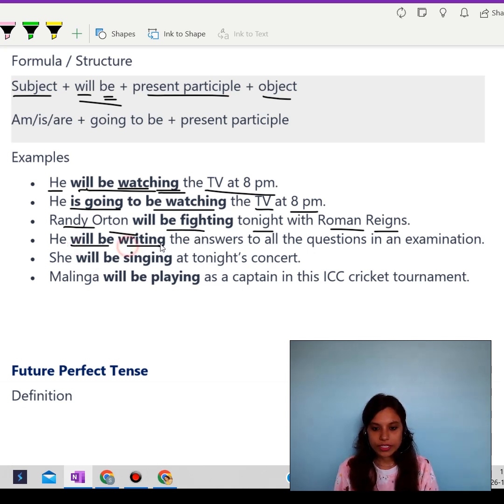She will be writing the answers to all the questions in an examination. So will be write plus ing. She will be singing at tonight's concert. So will be sing plus ing. Malinga will be playing as a captain in this ICC cricket tournament. So will then be then play plus ing.